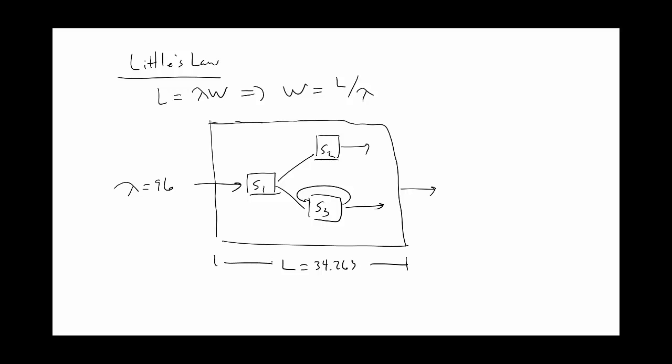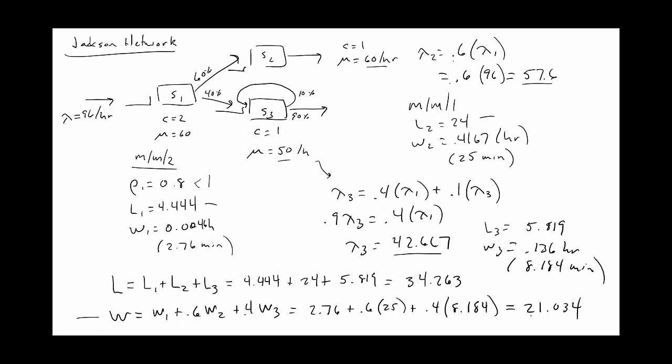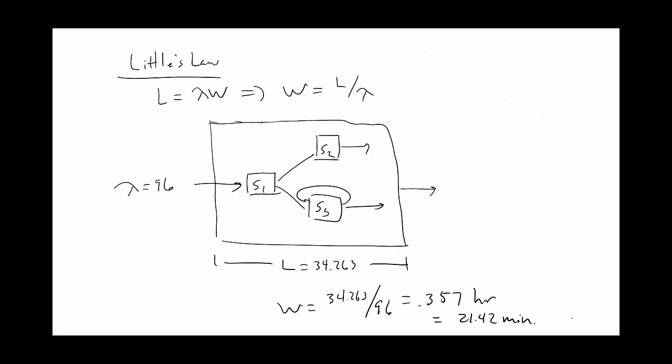And so Little's law tells us that the corresponding W will be 34.263 divided by 96, which is 0.357 hours, which is 21.42 minutes. So it's slightly different. We have 21.42. We computed 21.034. The difference that we have is just in the round off error on how we did the calculation.